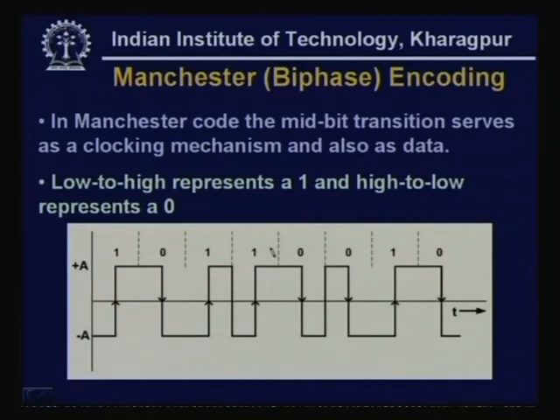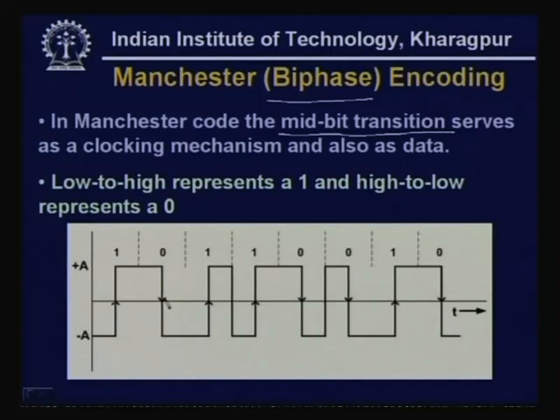This Manchester encoding is also a bipolar encoding. Here we are also using plus A and minus A, two signals of 2 polarity levels. However, as you can see, we can consider it as if each signal element is divided into 2 phases, biphase, the first part and second part. So, in Manchester encoding, there is a mid bit transition. So, mid bit transition is taking place.